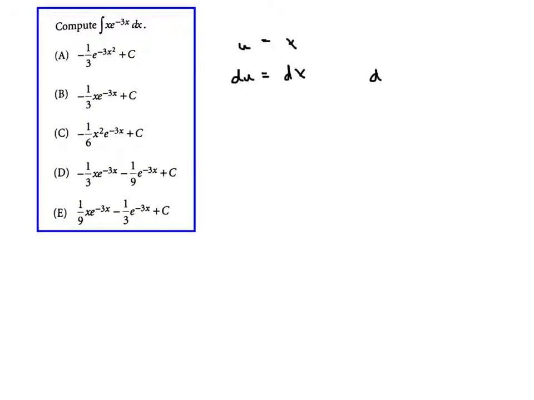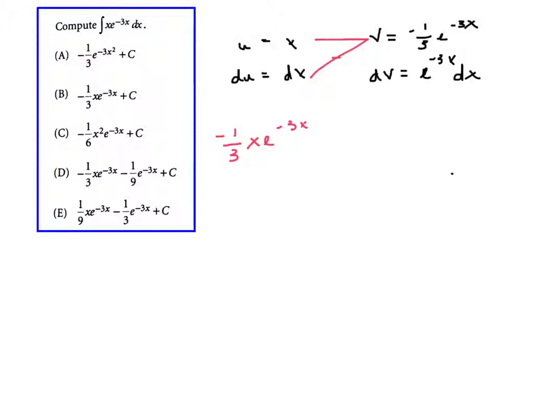If u is x, dv is everything else. So e to the negative 3x dx. The antiderivative, you've got to kind of think substitution here in your head. You're going to have negative 1/3 e to the negative 3x. So we're going to have x times negative 1/3 e to the negative 3x, minus the integral of negative 1/3 e to the negative 3x dx.